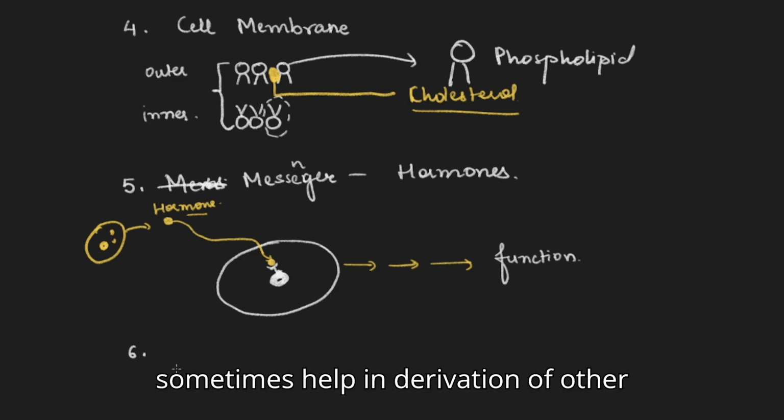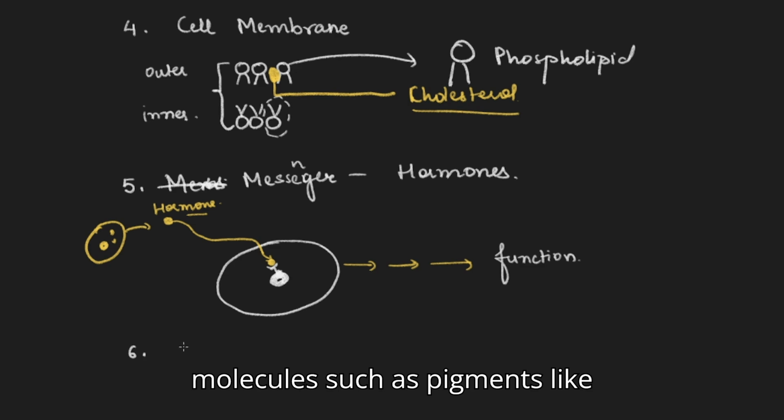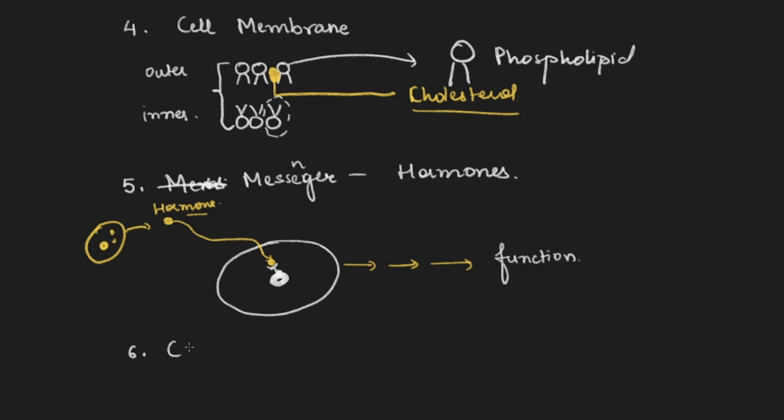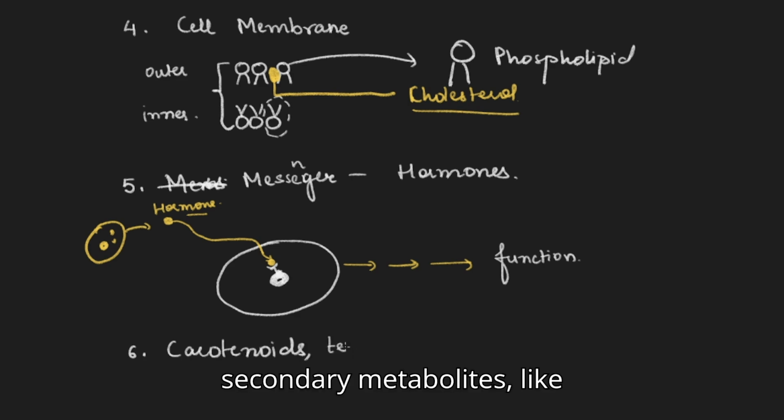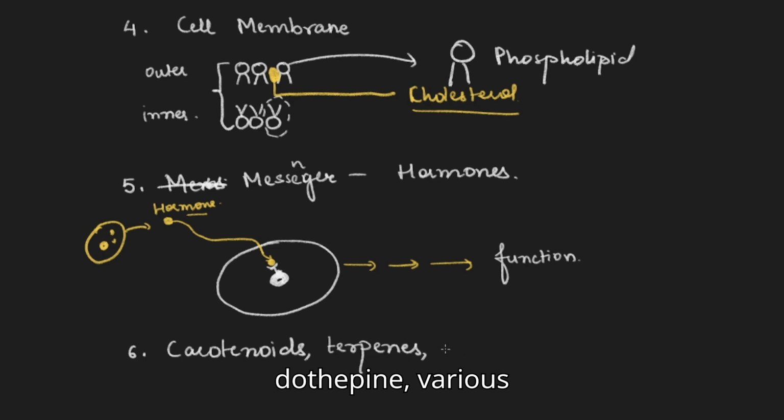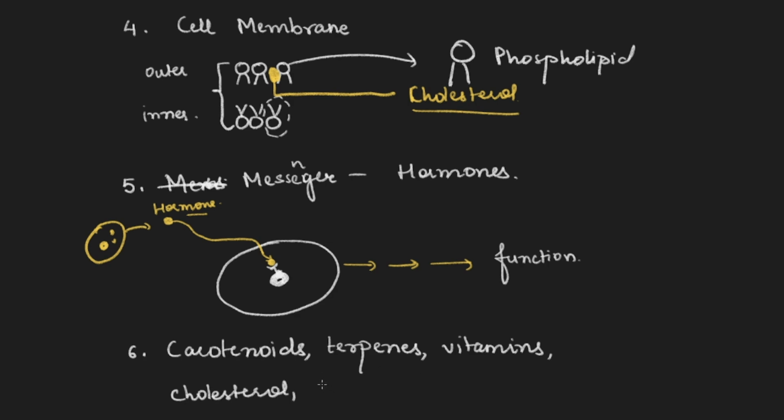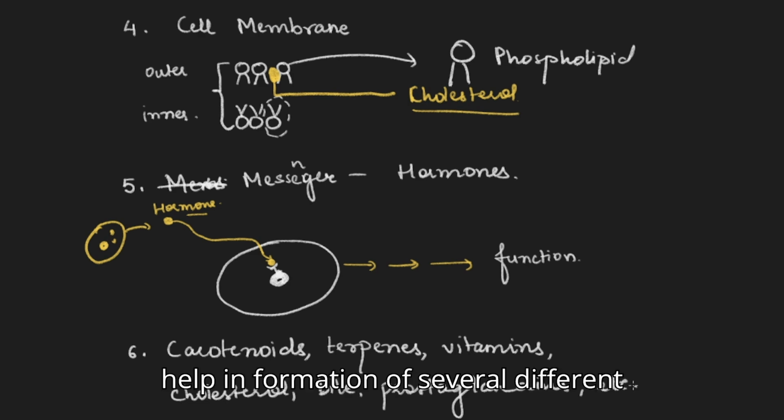Lipid molecules sometimes also help in derivation of other molecules, such as pigments like carotenoids, secondary metabolites like terpenes, various vitamins, cholesterol, bile, prostaglandins, and the list goes on. So lipids can help in the formation of several different molecules as well.